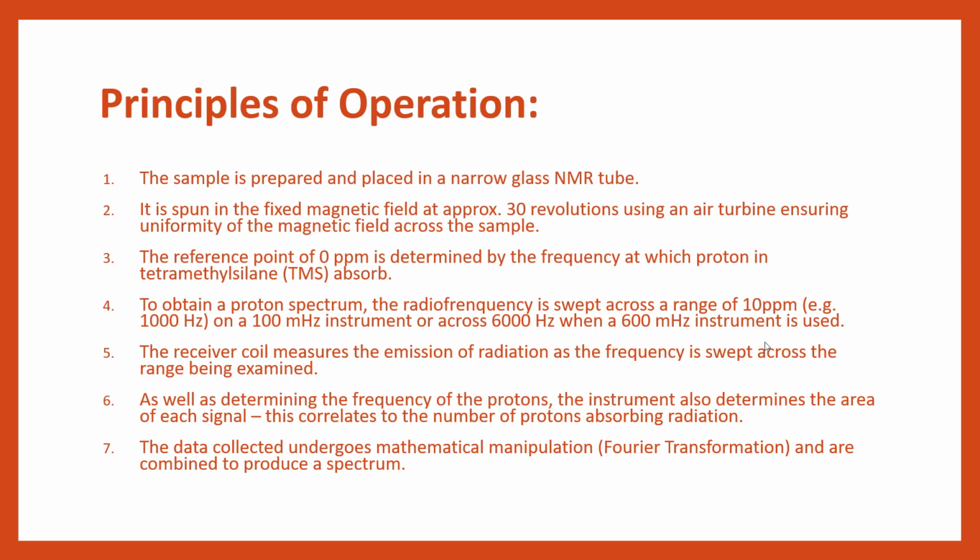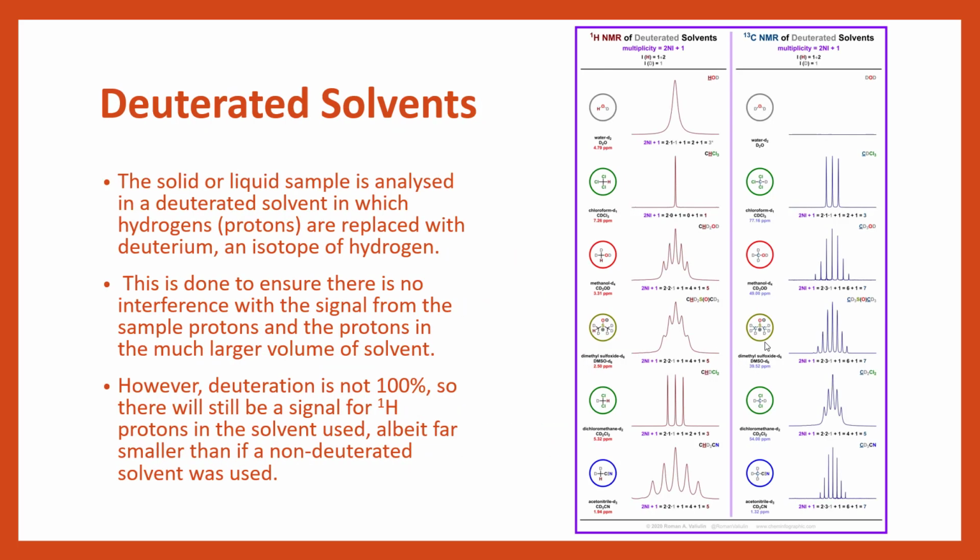So again, if you think we had a proton of interest, we've excited it, it's gone from its ground state to its excited state, and on the way back down it's emitted some radiation, and that's what we're detecting here. So the emission of radiation, the frequency, is being swept across the range. As well as determining the frequency of the proton, the instrument will also determine the area of each signal, and we'll talk a little bit about that later on. All of this data is gathered and undergoes a Fourier transformation, and it's all combined to produce a spectrum which we can then see and analyse, and each peak will correspond to particular protons.